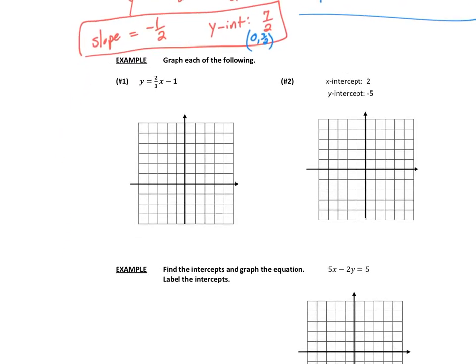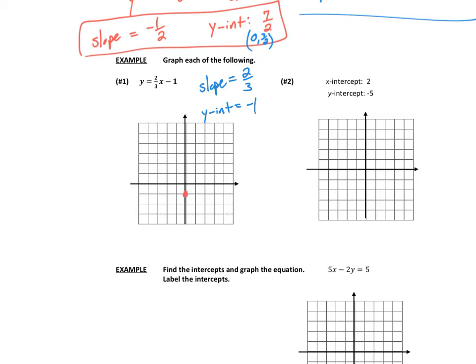And then we can use this to graph them. So graph each of the following. And this is something you have done in Algebra 1 quite a bit. So we have y equals 2/3 x minus 1. All right, so first find the slope and find the y-intercept. So the slope is equal to 2/3, and the y-intercept is equal to -1. So if we graph this, we go to -1.